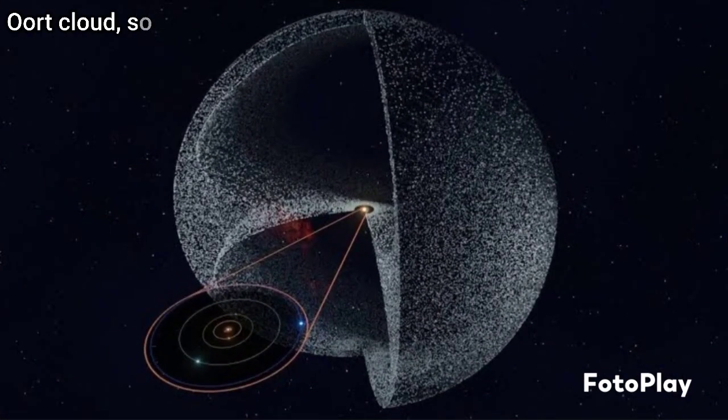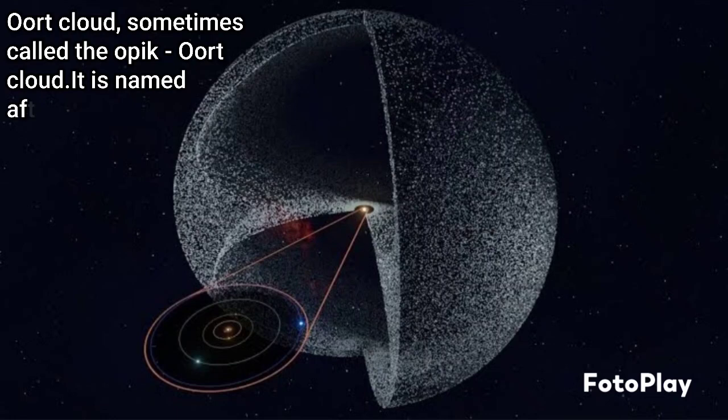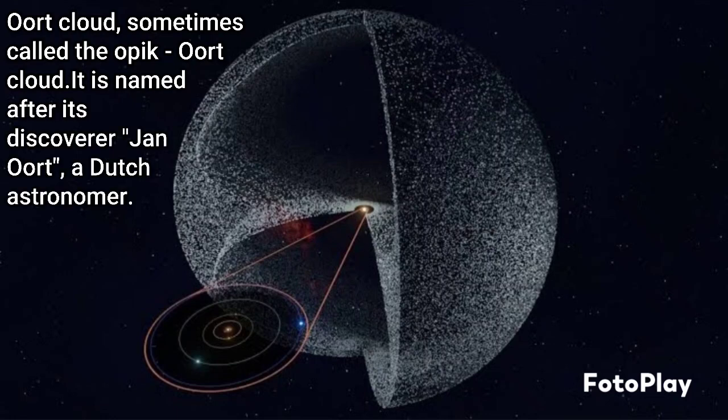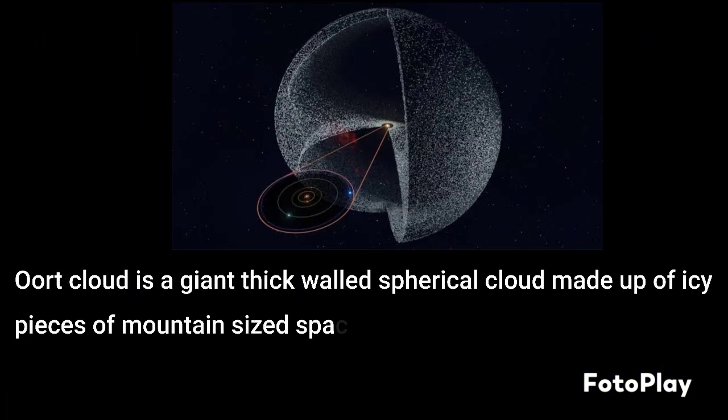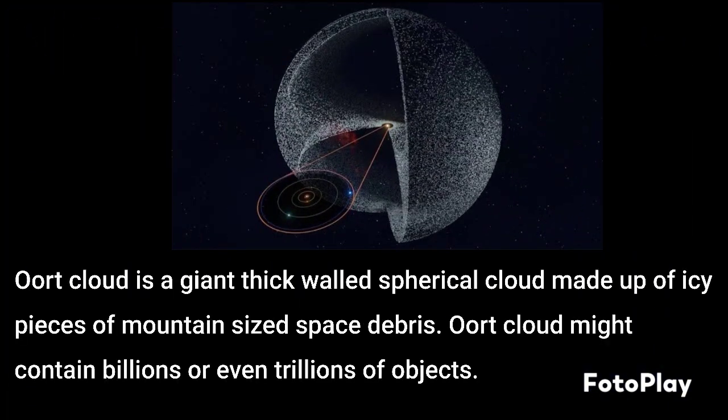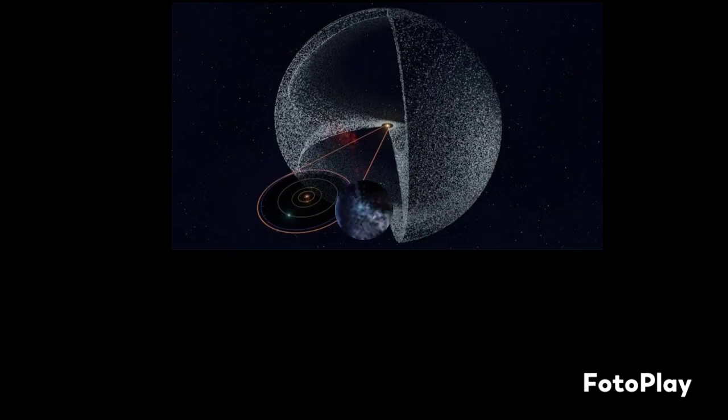And next is the Oort cloud, sometimes called the Öpik-Oort cloud. It is named after its discoverer Jan Oort, a Dutch astronomer. The Oort cloud is a giant thick-walled spherical cloud made up of icy pieces of mountain-sized space debris. The Oort cloud might contain billions or even trillions of objects.